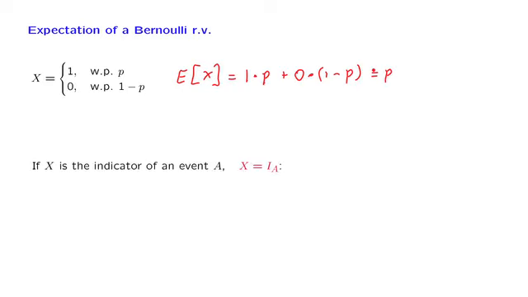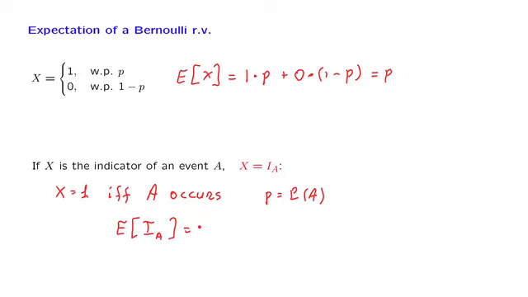As a special case, we may consider the situation where x is the indicator random variable of a certain event A, so that x is equal to 1 if and only if event A occurs. In this case, the probability that x equals 1, which is our parameter p, is the same as the probability that event A occurs, and we have this relation. And so with this correspondence, we readily conclude that the expected value of an indicator random variable is equal to the probability of that event.